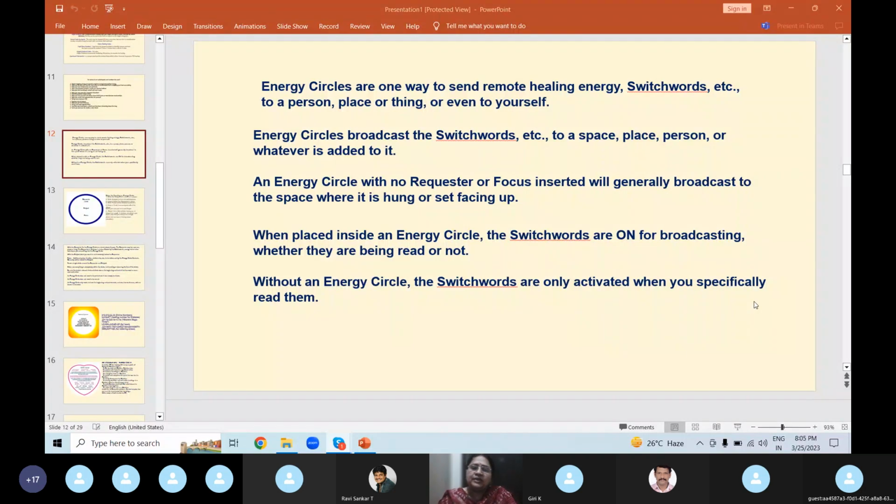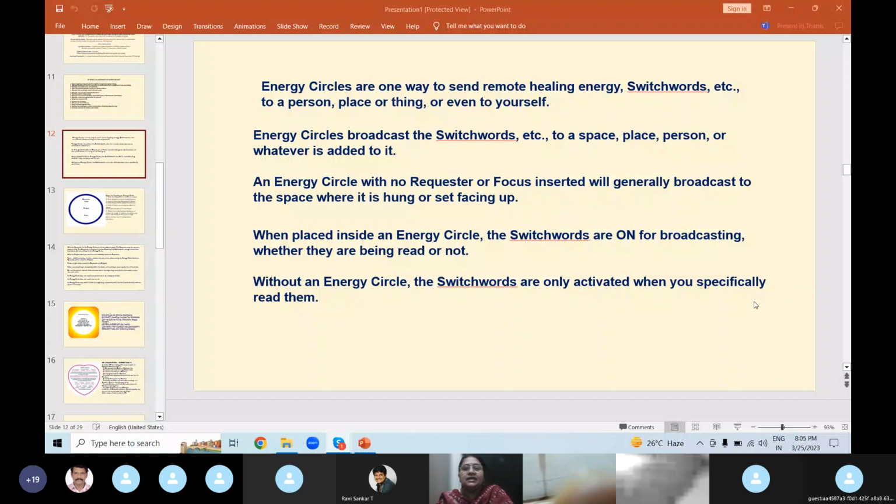So what do we need to have basically to prepare an energy circle? We need to have a focus. What is a focus? Our intention. The intention that we need healing of this part of life, and through whom we are healing. We are healing through switch words or through symbols, right? And who do we want to heal? That person is the requester, okay? That person is the requester. The focus is the intention.